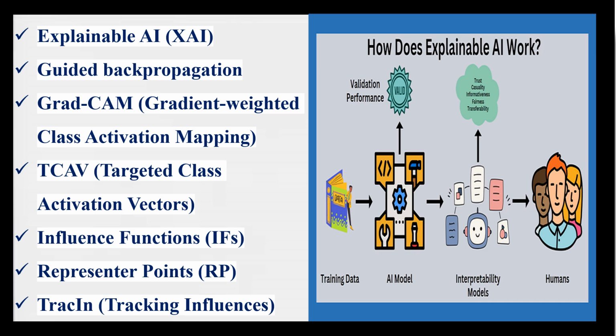Are you curious about this complex world of explainable AI, but confused by the buzzwords and acronyms? You are not alone. Today we will simplify and demystify explainable AI by exploring some of the most popular and effective techniques, including guided backpropagation, Grad-CAM, targeted class activation vectors, influence functions, representer points, and tracing influences. With practical examples, you will gain a solid understanding of how explainable AI works and how it can help you build more trustworthy and transparent machine learning models.